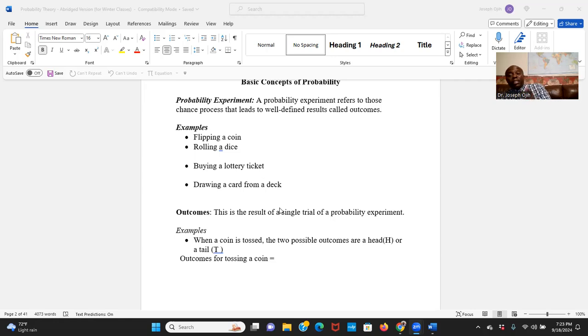When you roll a dice, 1 can show up, 2 or 3 or 4 or 5 or 6. Many examples we'll be doing on this topic will involve gambling, because it is gamblers who first started using probability. Eventually, we realized that it can be applied to other fields of human endeavor. Buying a lottery ticket is also a probability experiment. Either you win or you don't win. So also is drawing a card from a deck. Any chance process that leads to a well-defined outcome is what we call a probability experiment.